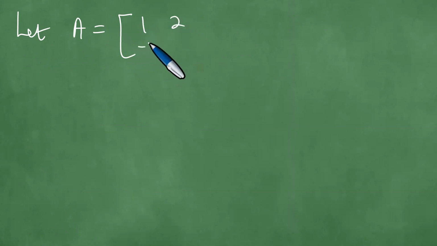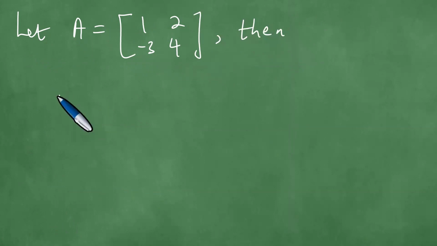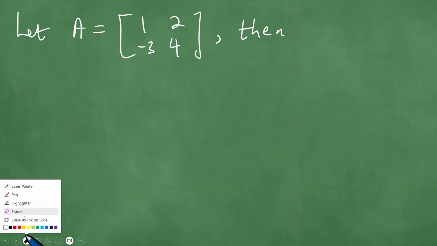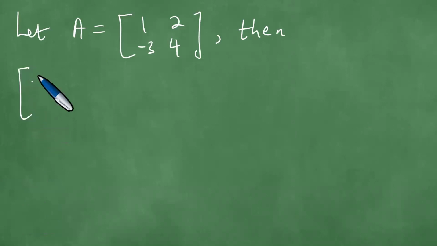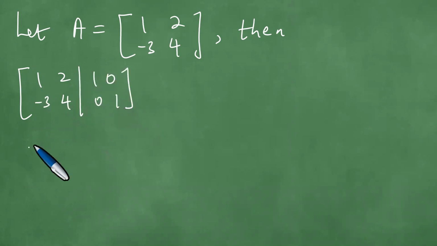Now we let the matrix A be 1, 2, minus 3, and 4, like so. With that mentioned, the matrix A can be written as an augmented matrix, and it is the matrix 1, 2, minus 3, and 4, 1, 0, 0, 1. And we're able to make the following observation.